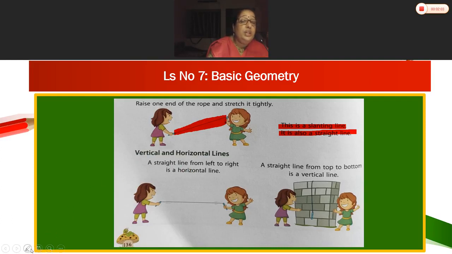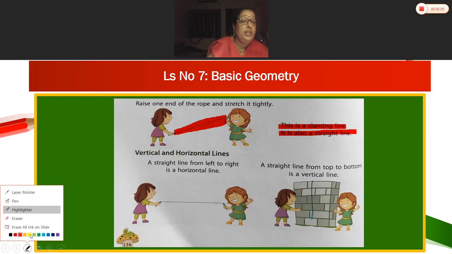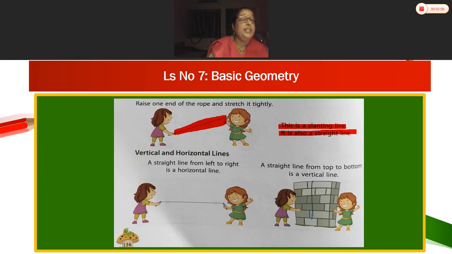Now vertical and horizontal lines. We will see what is a vertical line and a horizontal line. A straight line from left to right is a horizontal line. Now here you can see the straight line from left to right is called a horizontal line. These girls are holding the skipping rope tightly, horizontally. Okay, a straight line from left to right is a horizontal line.